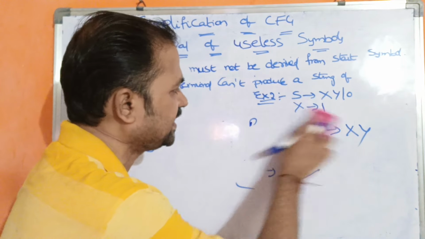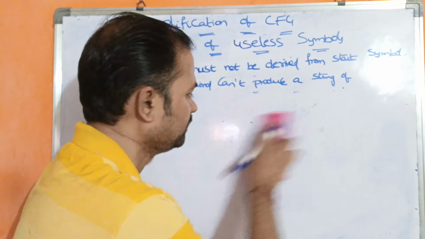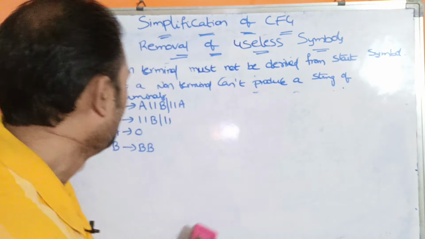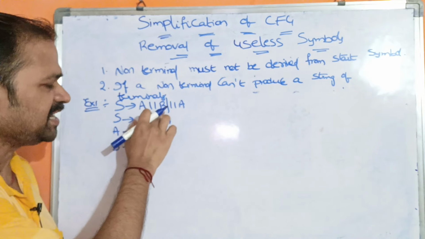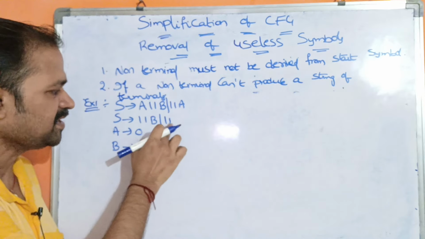Let us solve the first example so that you will get perfect clarity. If you have any doubts, S produces A11B or 11A. S produces 11B or 11.